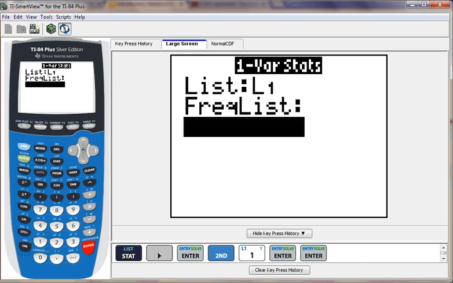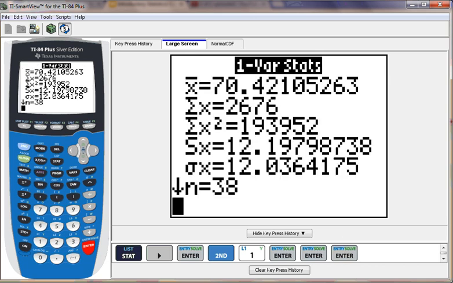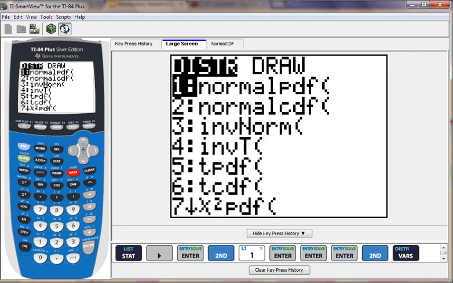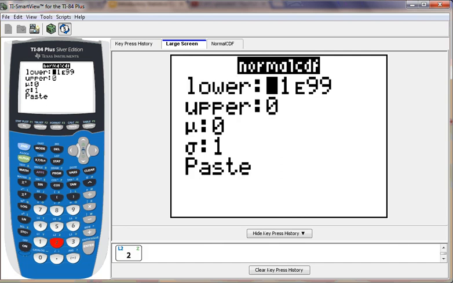And I'm assuming that the presidents are a good representation of all men in the United States. So they have an average age of 70.4 years with a standard deviation of 12.19. From there, I'm now going to do second and distribute, which is the vars button next to the clear key, and that takes me to a list of several distribution functions. NormalCDF, as you see, is the second one in that list.